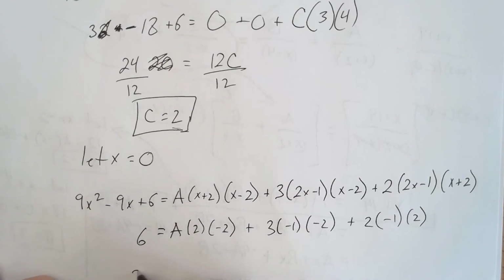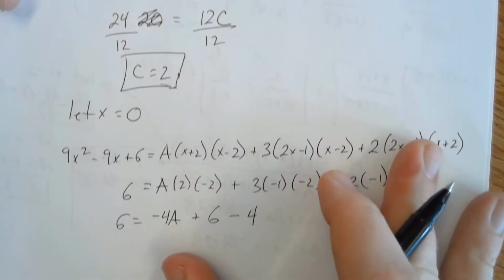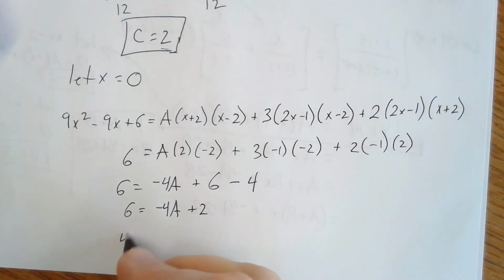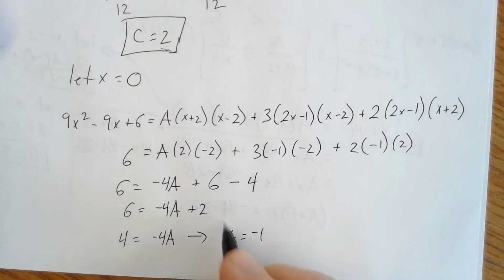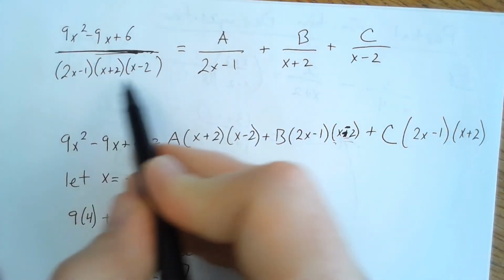So now I have 6 equals negative 4a. This one over here becomes plus, let's see if I can do this correctly this time, 6. And then this one becomes here minus 4. So this is going to be in total plus 2. Minus 4a equals 6. And therefore, if I subtract the 2, I get 4 equals negative 4a, and therefore my a is equal to negative 1. And now I have a complete conclusion of what my decomposition of this thing should be.